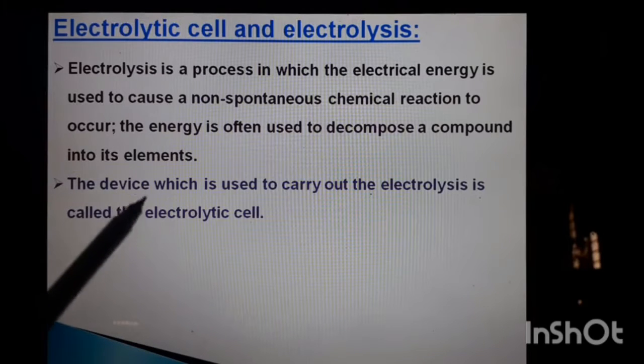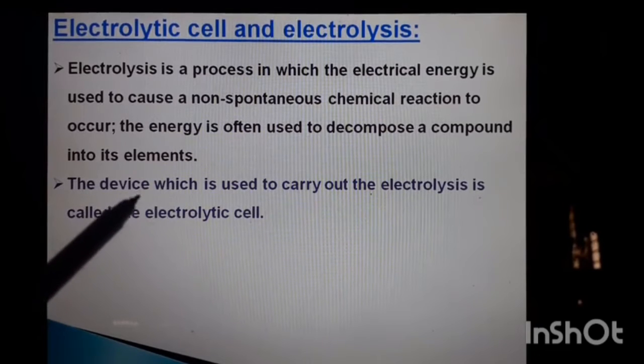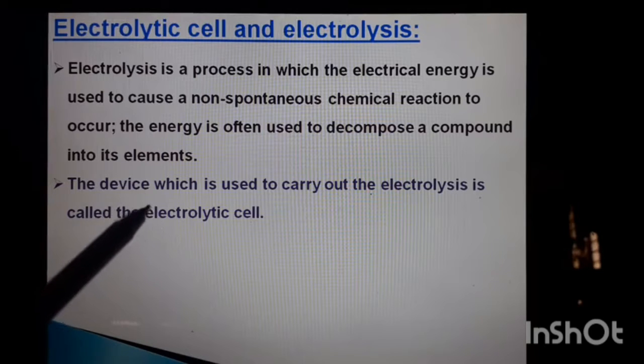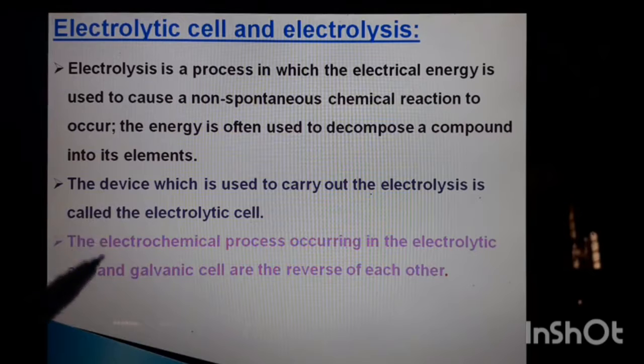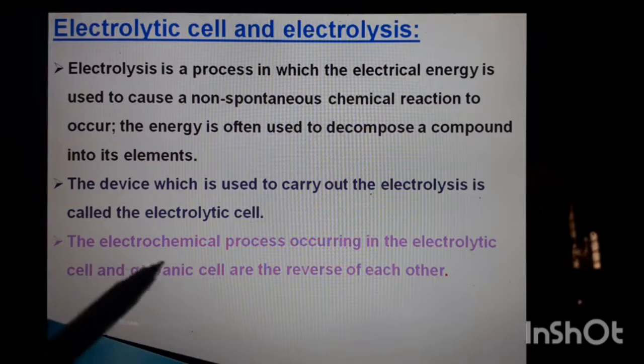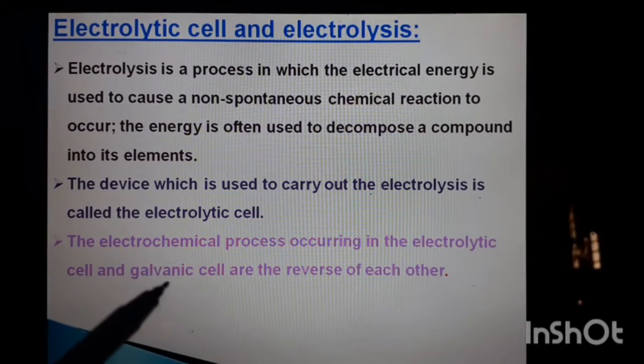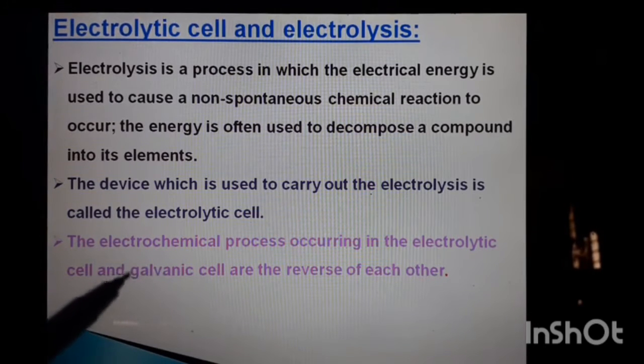Next, the device used to carry out electrolysis is called the electrolytic cell. Which equipment is used for electrolysis? That process of electrolysis is carried out through the electrolytic cell. Now, the electrochemical processes occurring in the electrolytic cell and the galvanic cell are the reverse of each other. The two cells, electrolytic cell and galvanic cell, are opposite.